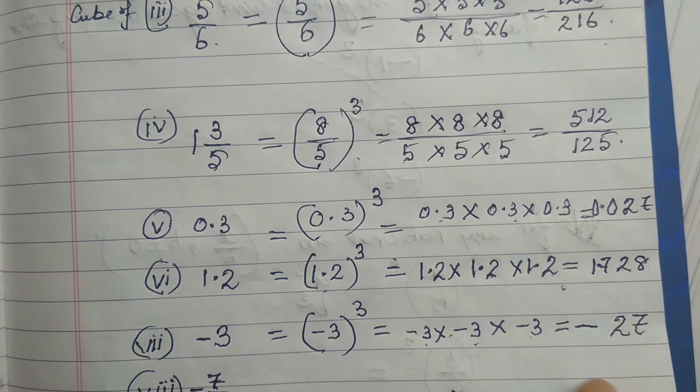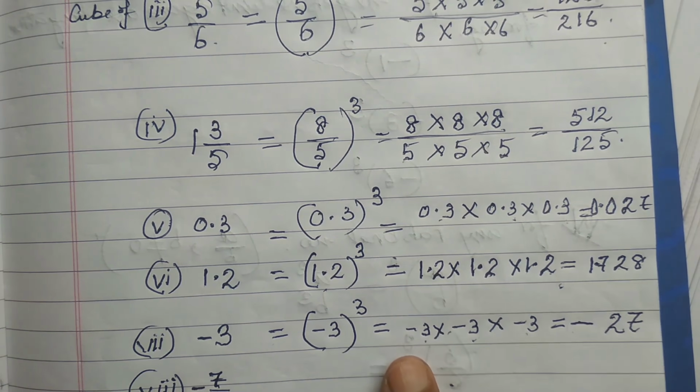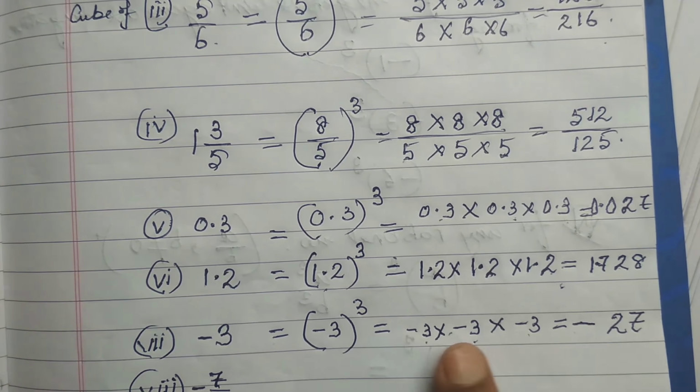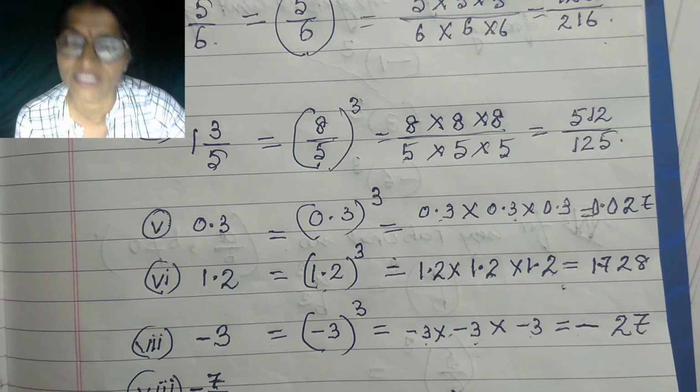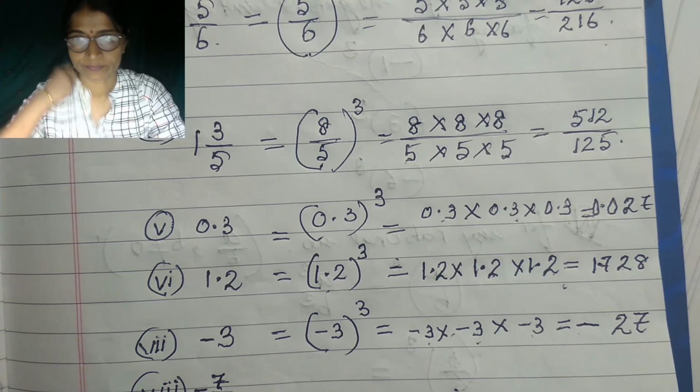So how will we know whether it will be negative or positive? Actually, we are multiplying minus 3 times. So minus into minus will be plus. Again plus into minus will be minus.